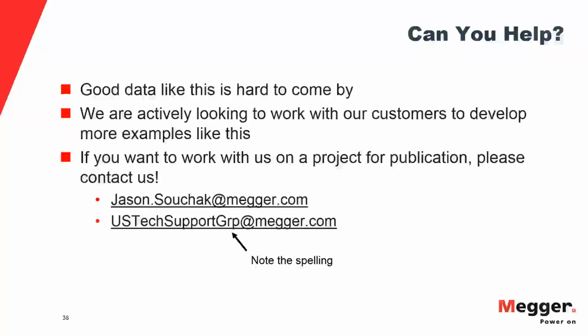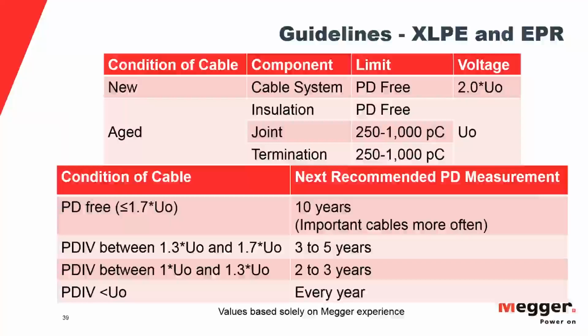On aged systems, though, we have a little bit more tolerance. In the insulation itself, it really can't tolerate PD, so if we find it at all, it's a problem. We're going to have to take some action. In joints and terminations, they can tolerate a little bit of partial discharge, so we're looking at levels 250 to 1,000 picocoulombs would be considered critical level, depending on the criticality of your cable. And if we see this partial discharge at rated voltage, these are critical.